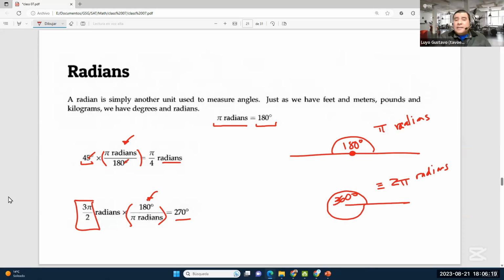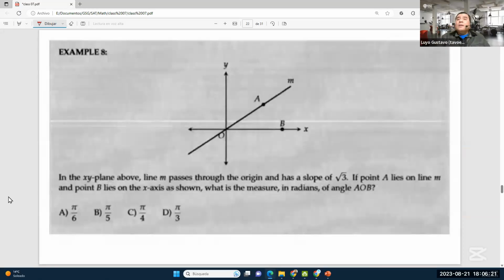And that's it. Let's see an example. In the XY plane above, line M passes through the origin and has a slope of the square root of 3. If point A lies on line M and point B lies on the x-axis as shown, what's the measure in radians of angle AOB? So which angle we want to measure? This one.